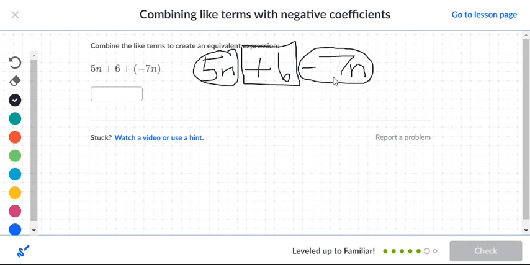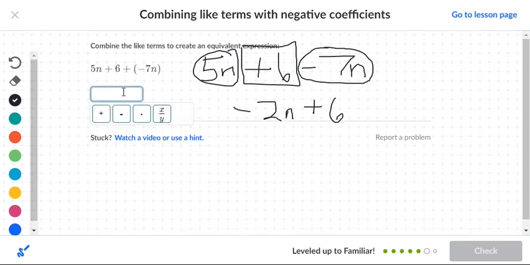Now the way it looks is that we borrowed $7. We should pay 7 back. But you're only paying back 5. So, you still owe $2. So it's going to be a negative 2n. There's no other box here, so it maintains the plus 6. So we're going to say negative 2n plus 6.